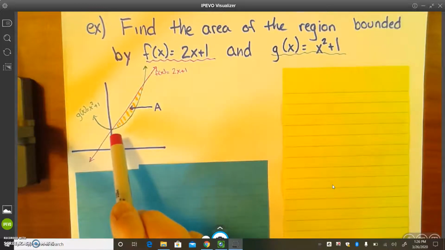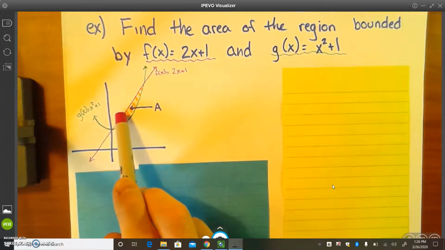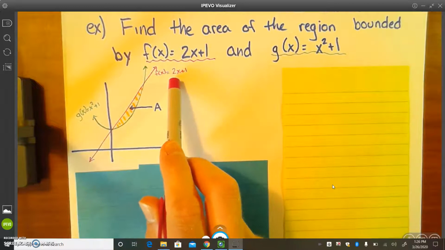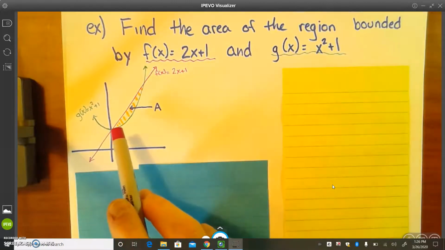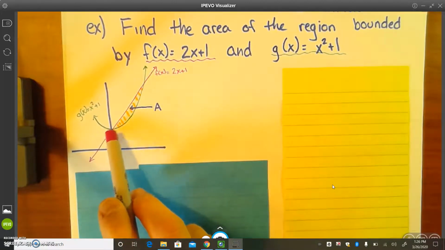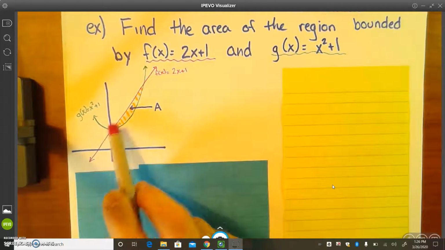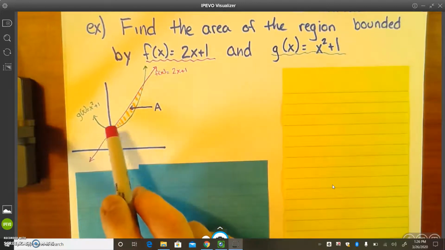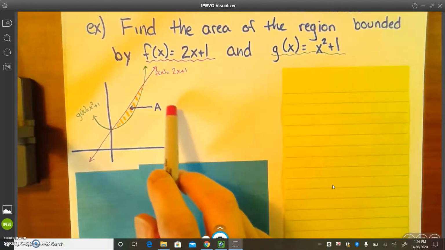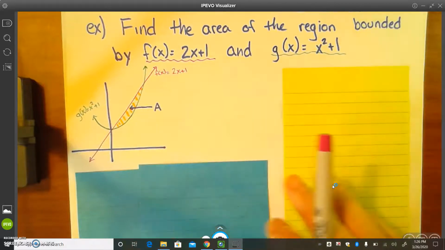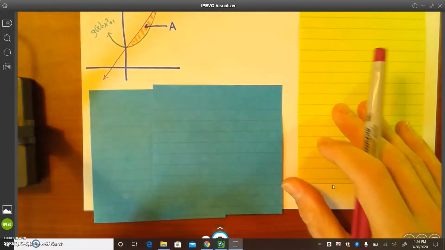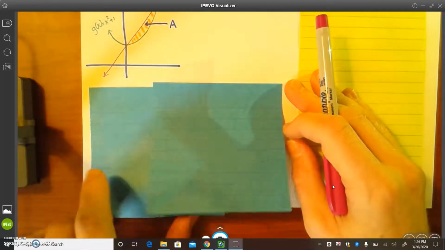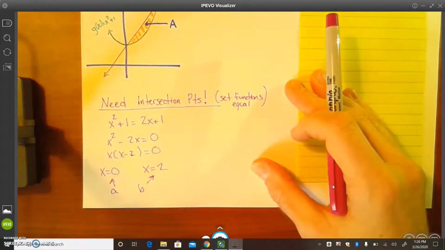Okay, it's important to note here the upper function is f of x. So when I set up my integral, it's going to be f of x minus g of x. Now what we need is these two intersection points, because the x coordinates of these two points are going to be my a and b. Those are going to be my limits on the integral, my upper and lower limit. So what we have is a process to find those.